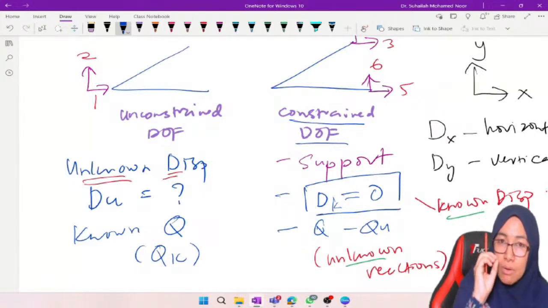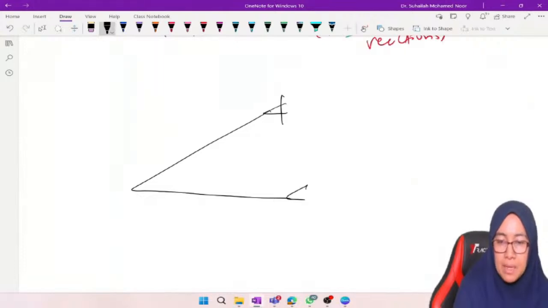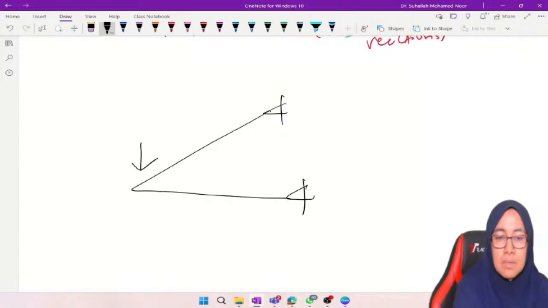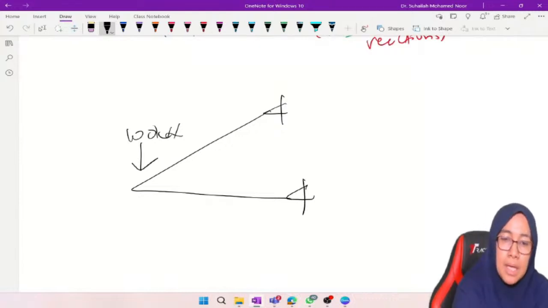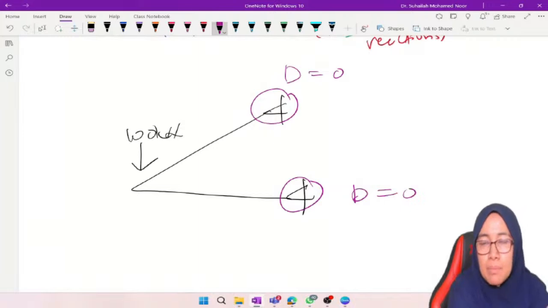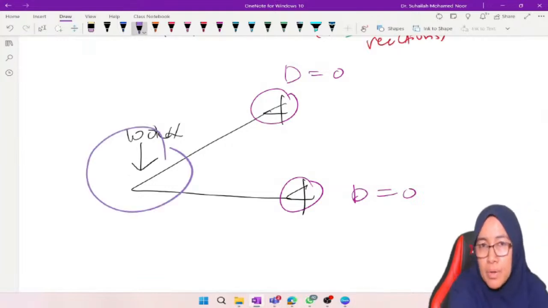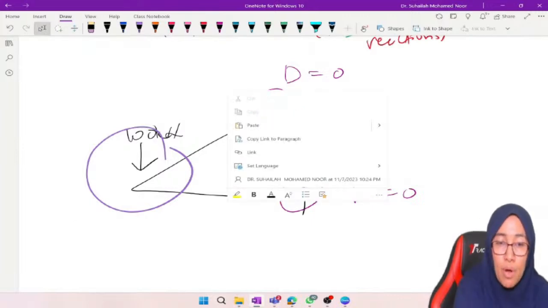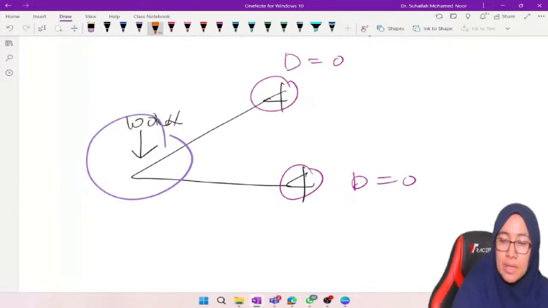Logically, if we have this truss, a pin here, and there is a force of 100 kilonewton. This is a support, no movement, displacement 0. Because of the support, what happened to this point? There is no support, so this point will move. That is the actual condition, if we compare unconstrained and constrained.